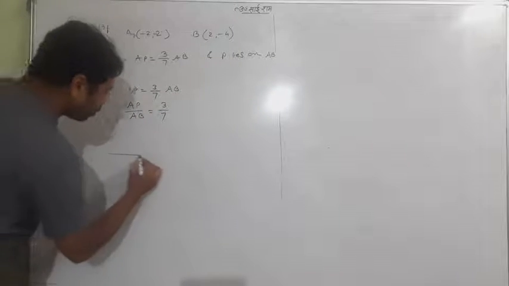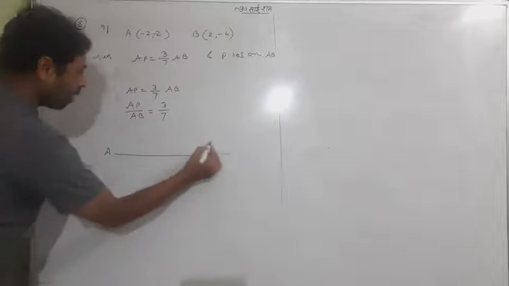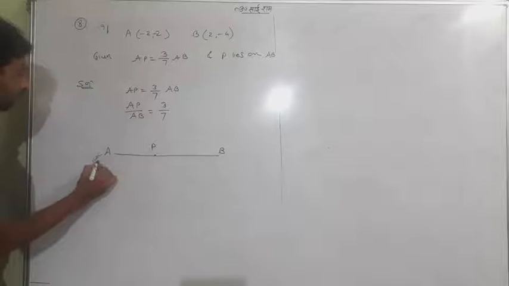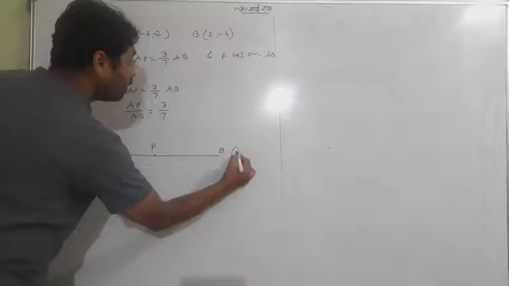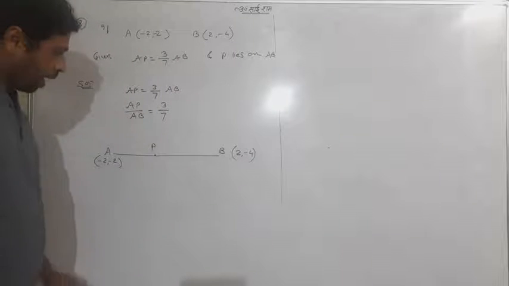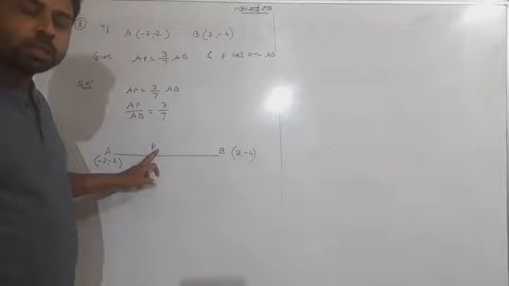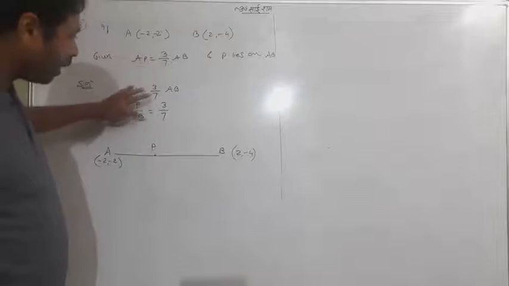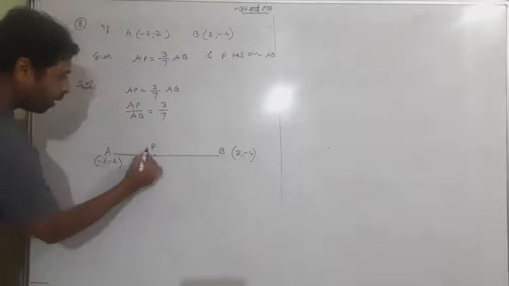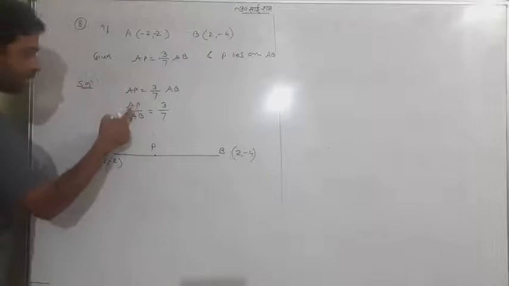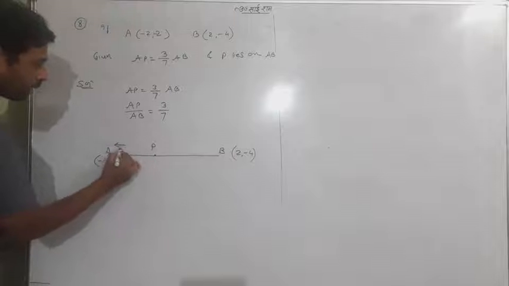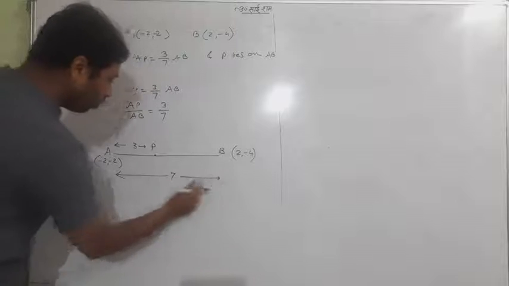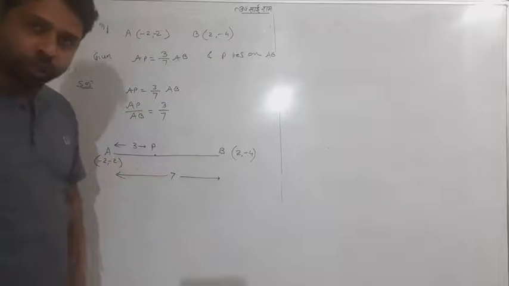Now make a picture. It is A, and it is P, it is B. Now try to understand that A is (2, -2), B is (2, -4), and the coordinates of P are still unknown. According to the situation given, AP upon AB is 3:7. AP meaning this one, so this section is 3 and the section AB is 7. So the whole scenario looks like an external division.